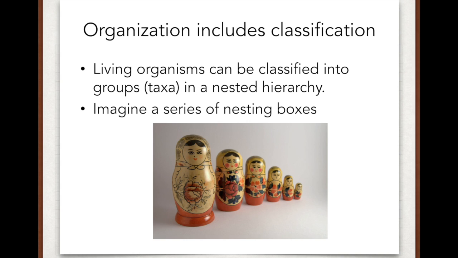Okay, so that's one way that we see organization in life, in these nested ecosystems, communities, populations, so on and so forth. Another way that life is organized is in its classification. So we can look at any living organism and we can classify it into a group or a taxon. More than one taxon is called taxa, in a nested hierarchy, kind of like a set of nesting boxes or matryoshka dolls, like I have a picture of right here.